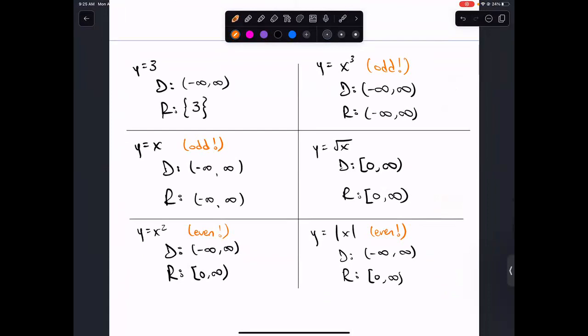I'm making my hands curvy. So it came from a square function then, right? Straight lines in a sharp corner, then you'd have an absolute value, right? So we want to be able to recognize the graph.